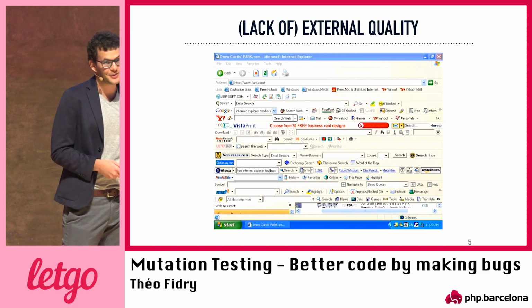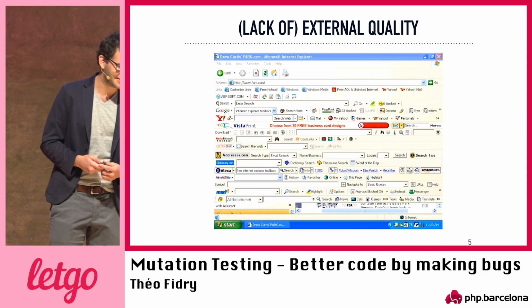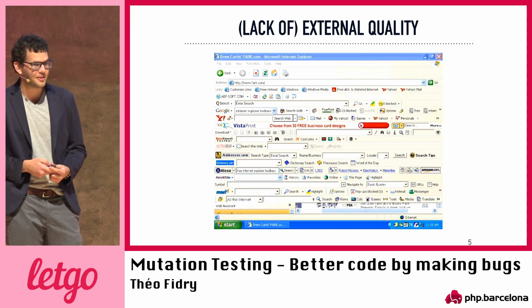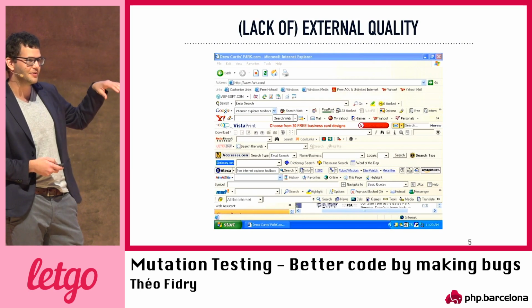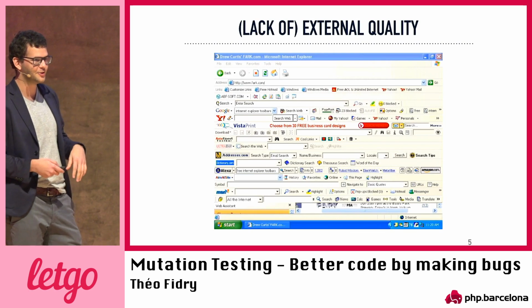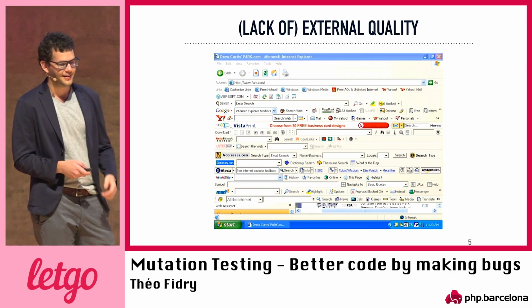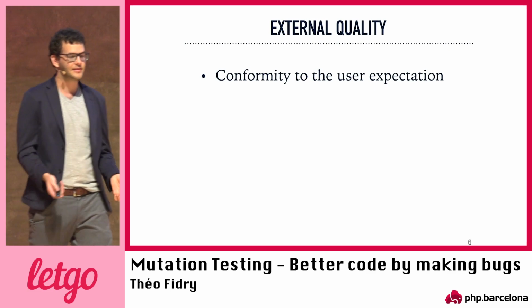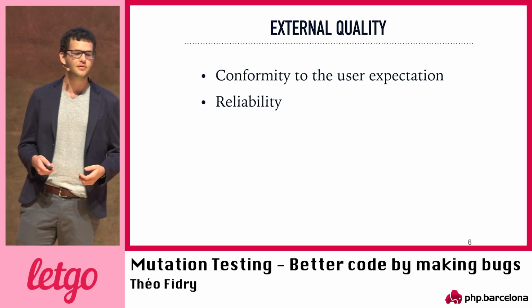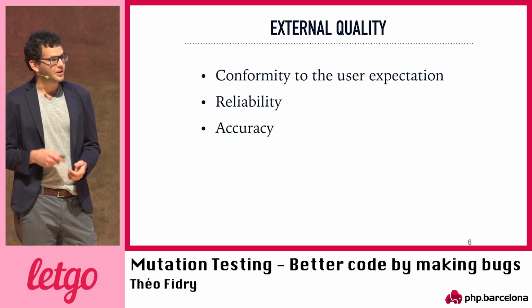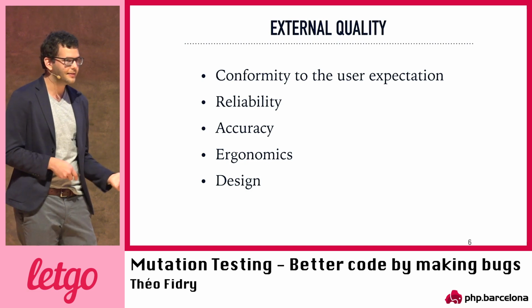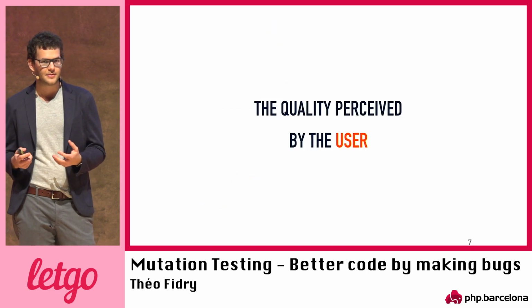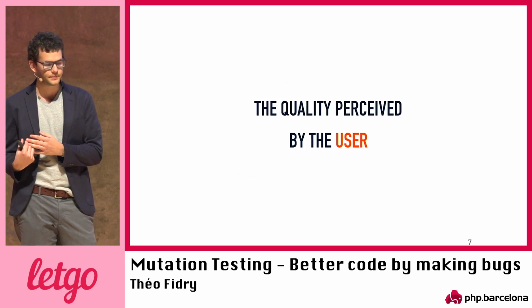To illustrate it, because it's obviously easier to show what's not good than what is good, for those who don't recognize it, it's Internet Explorer on Windows XP with all the installers, all the tools that each installer program wanted you to install if you didn't tick them off. So external quality could be defined as the conformity to user expectations, the reliability, the accuracy, ergonomics, design, and you can probably fit a lot more things, but to sum it up, it's the quality perceived by the user.